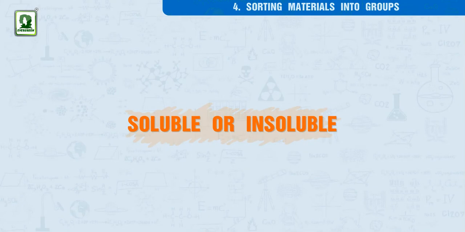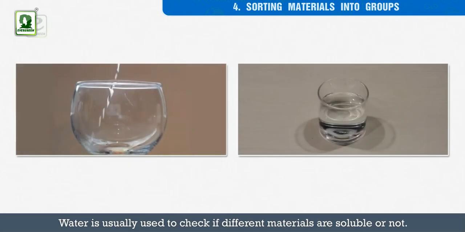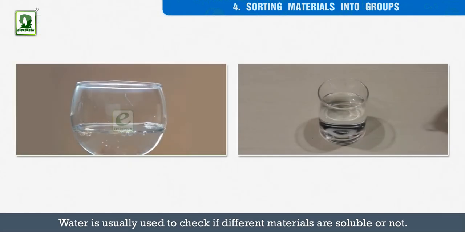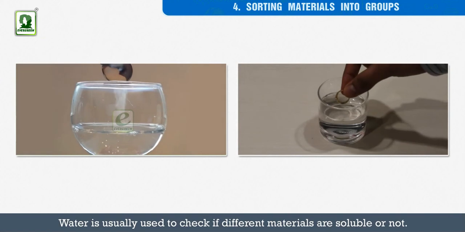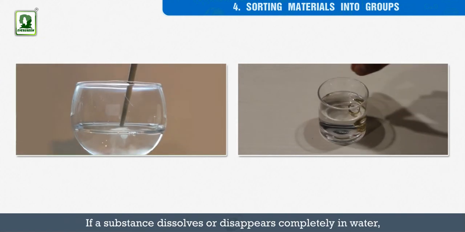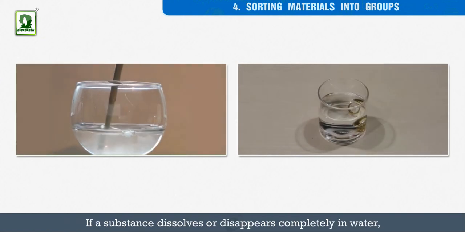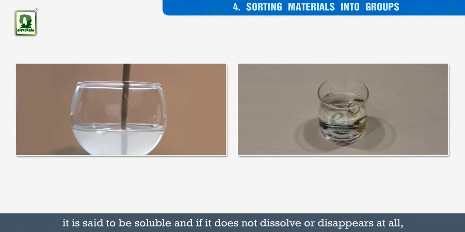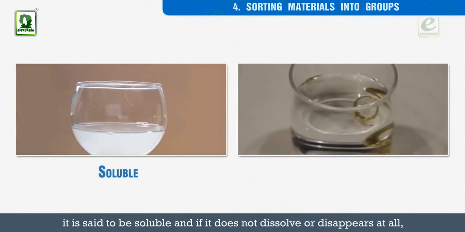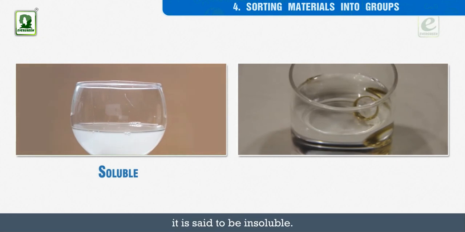Soluble or insoluble. Water is usually used to check if different materials are soluble or not. If a substance dissolves or disappears completely in water, it is said to be soluble. And if it does not dissolve or disappear at all, it is said to be insoluble.